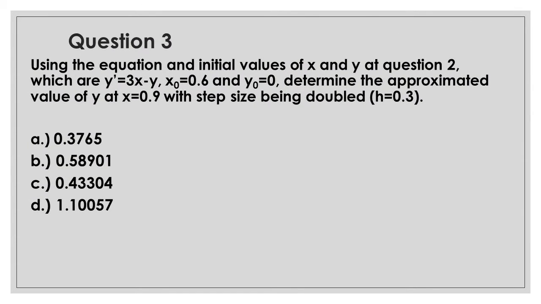For question 3, using the equation and initial values of x and y from question 2, which are y prime is equal to 3x minus y, x sub 0 is equal to 0.6, and y sub 0 is equal to 0, determine the approximated value of y at x equal to 0.9 with the step size being doubled, which is h equal to 0.3.